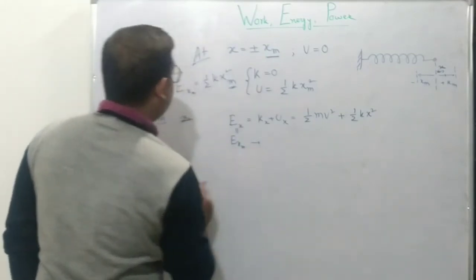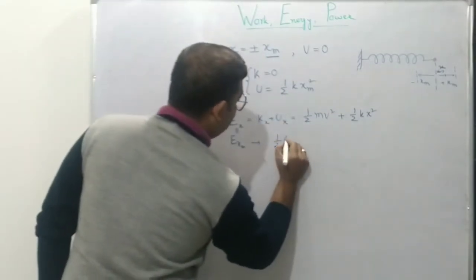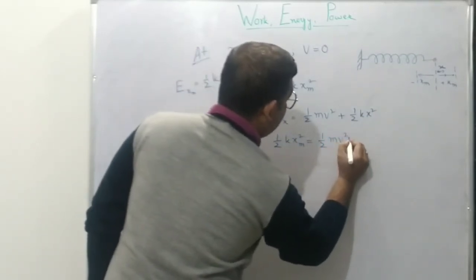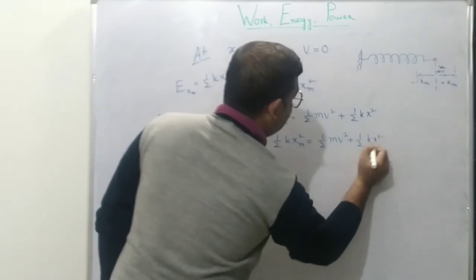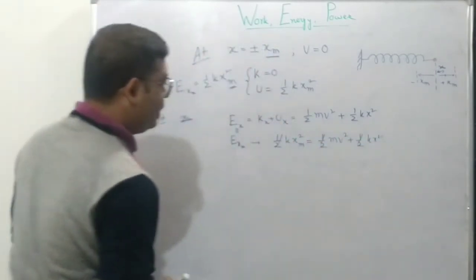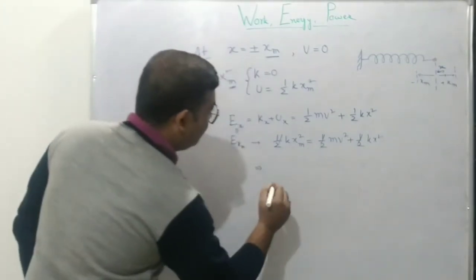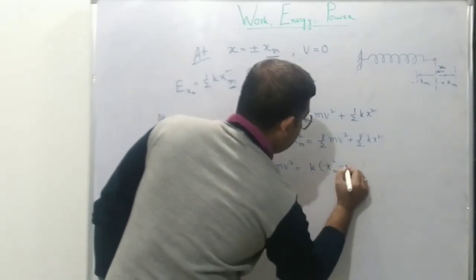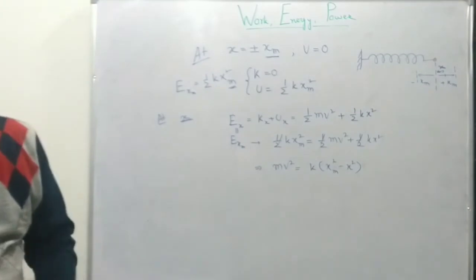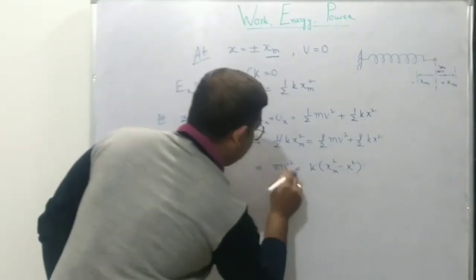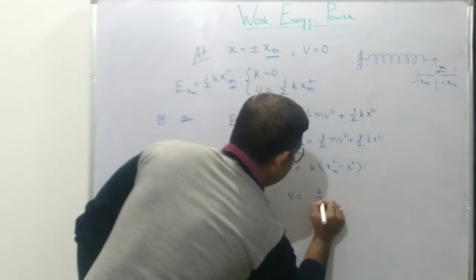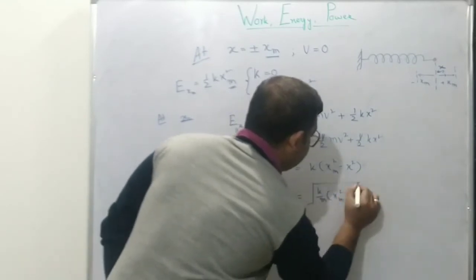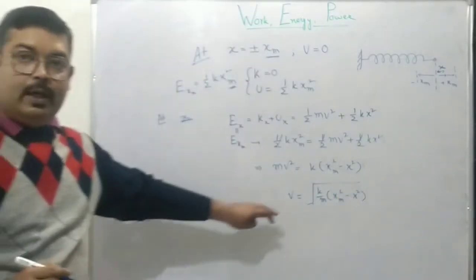Which will give us that Exm is half k xm squared. So half k xm squared must be equal to half m v squared plus half k x squared. So we can cancel the halves, and so we have m v squared equal to k into (xm squared minus x squared), right? So we have v equal to the square root of k by m into (xm squared minus x squared), whole thing under square root.